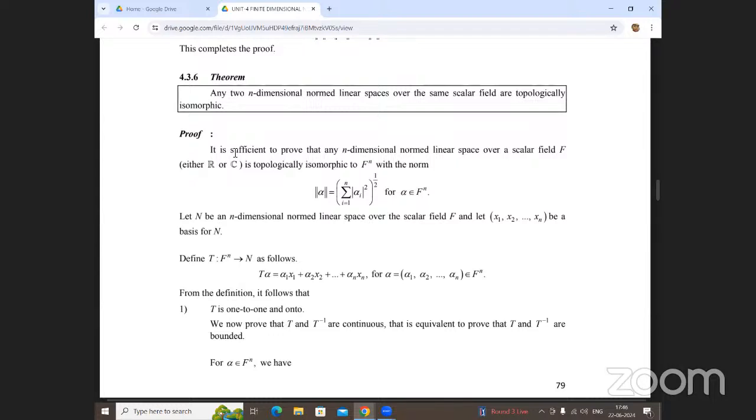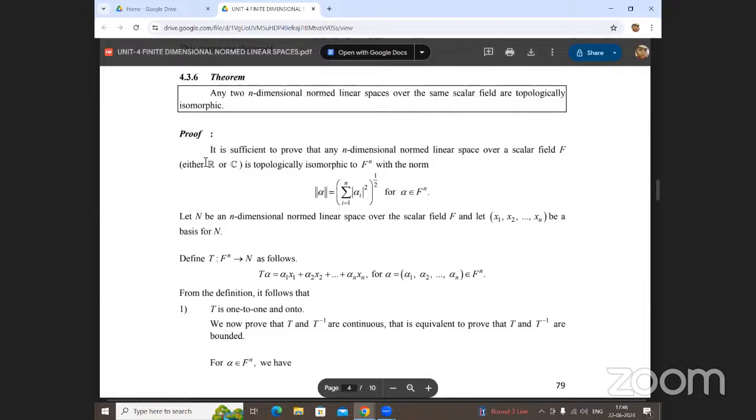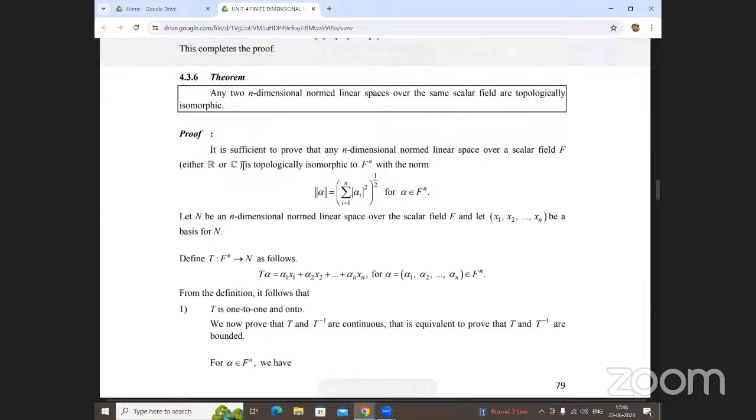Any two n-dimensional normed linear spaces over the same scalar field. First of all, you have to understand here, it is sufficient to prove that any n-dimensional normed linear space over the same scalar field, where the field elements are either real numbers or complex numbers, is topologically isomorphic to n-tuples of the field, represented by F power n. It is read as n-tuples of the field elements, which are either real numbers or complex numbers. And write the norm: take any one element alpha of n-tuples of the field elements.